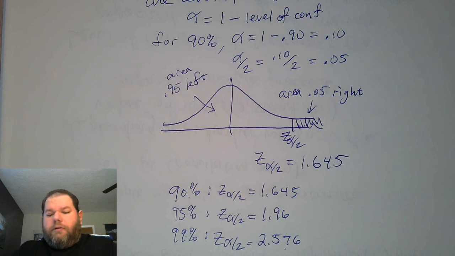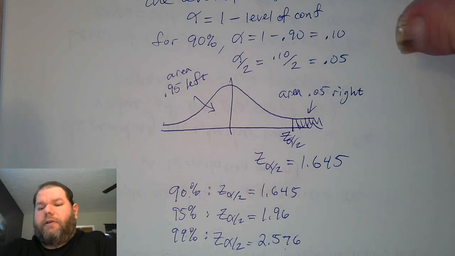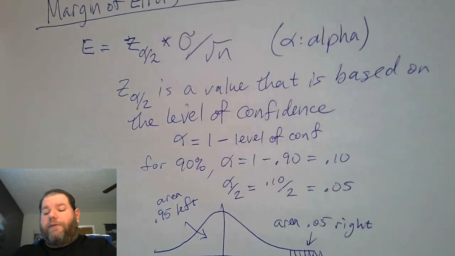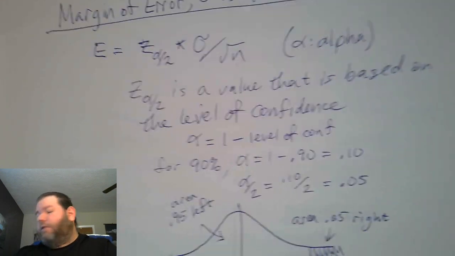That's how we would go forward with that. That's how we calculate the margin of error if sigma is known. Next, we want to look at the margin of error if sigma is unknown.